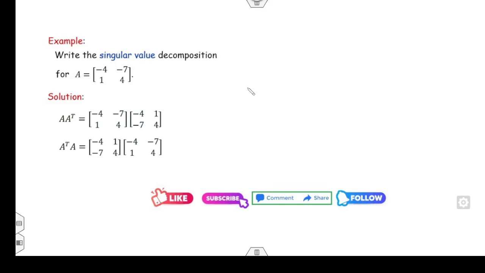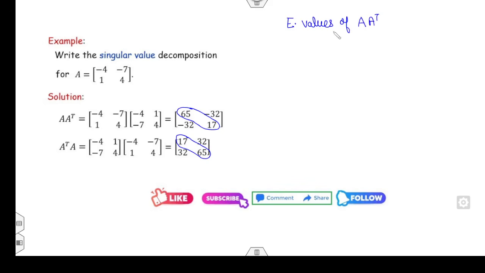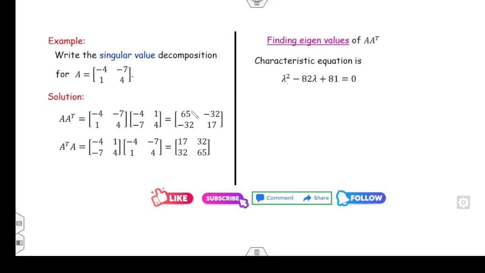So we can see both the values are not same. Or again, you can see the sum of the diagonal values must be same. Now step number 2 is we can find the eigenvalues of A into A transpose. We can write the characteristic equation of A into A transpose. That is lambda square minus sum of the diagonal values, plus determinant of the matrix. So determinant will be 65 times 17 minus 32 square. So if you solve them, you will get 81.